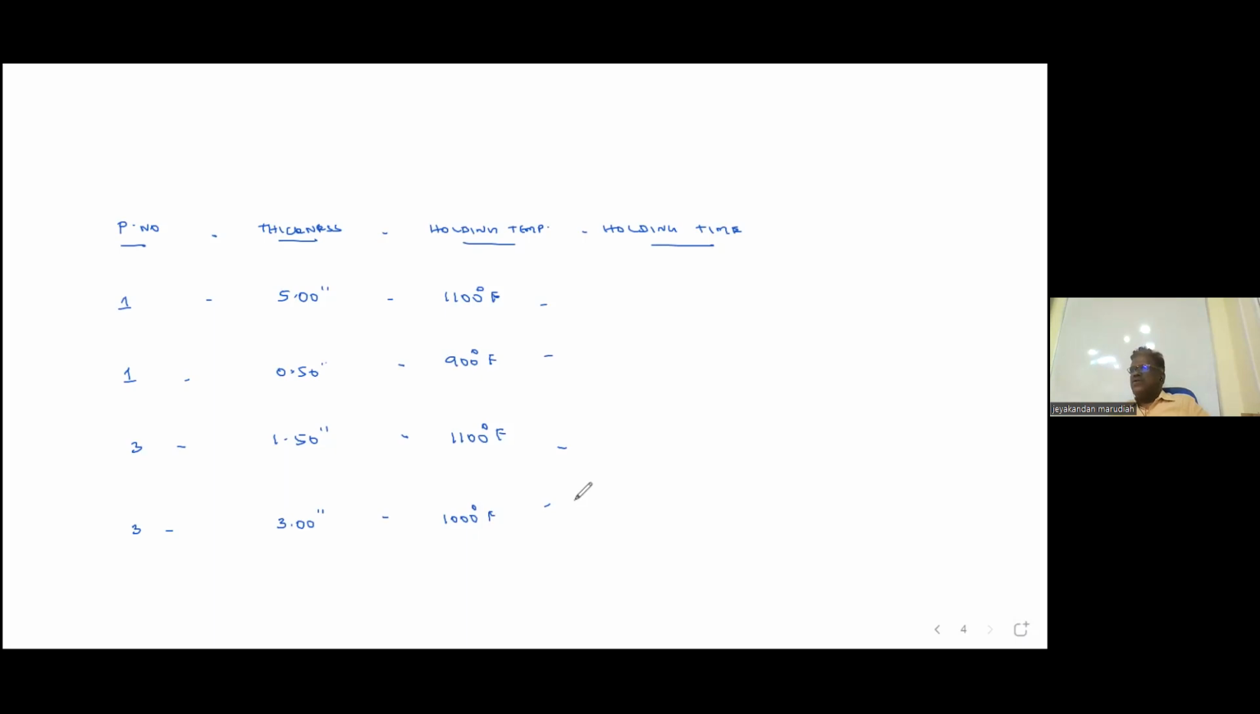See how to answer is you have to see the holding temperature. If it is 1100, you have to refer this table, original table. Reduction means you have to refer this table. That's all. Try to interpret. Reduction means second table. Original temperature we are using means original table you have to refer. They are separate tables. Don't mix up two.